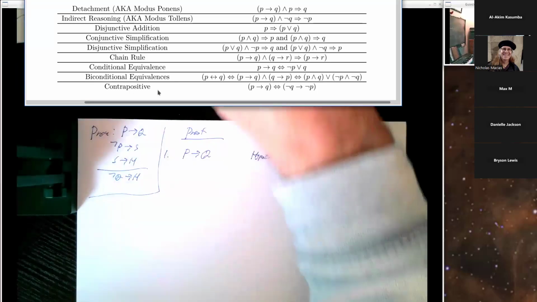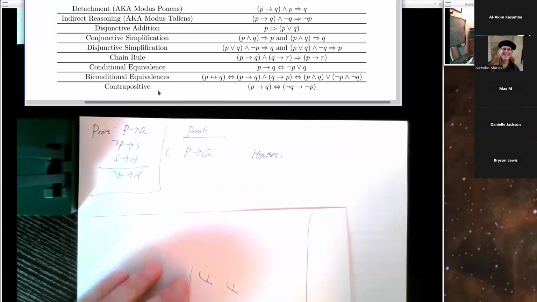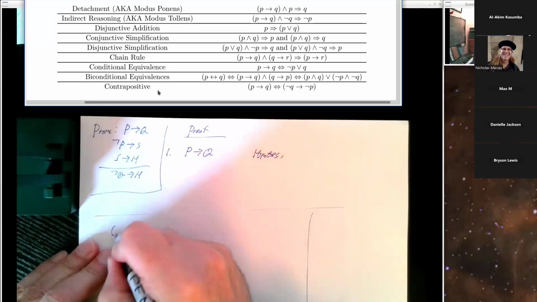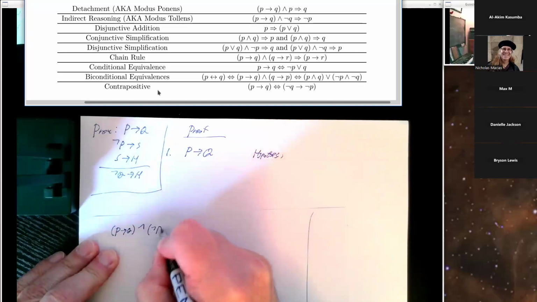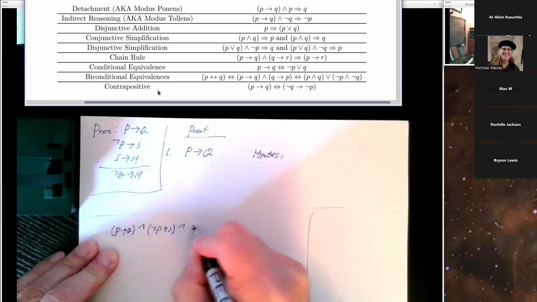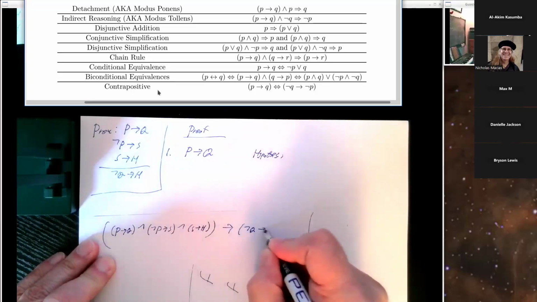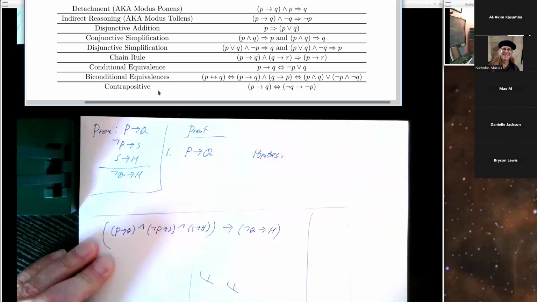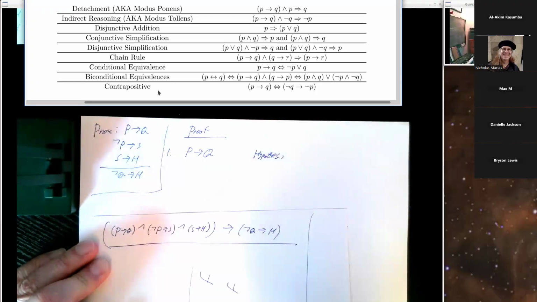Remember, we're trying to show basically a big, long if-then statement. We're trying to show P implies Q and not P implies S and S implies H taken together implies not Q implies H. Right? This is a wordier description of what we're trying to show.